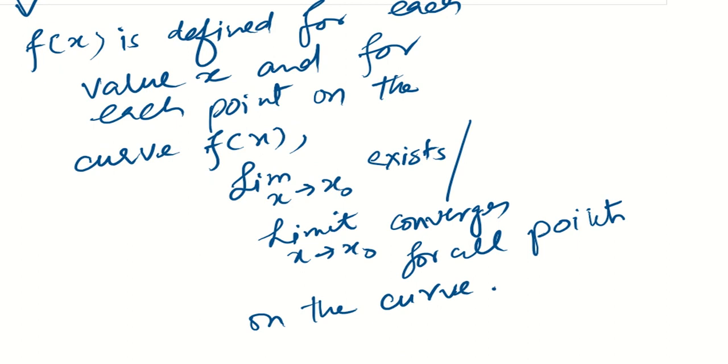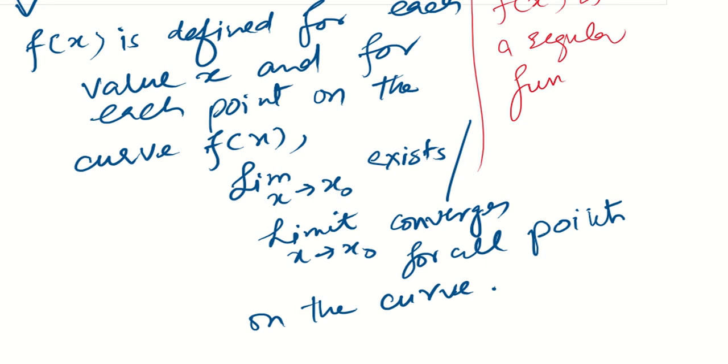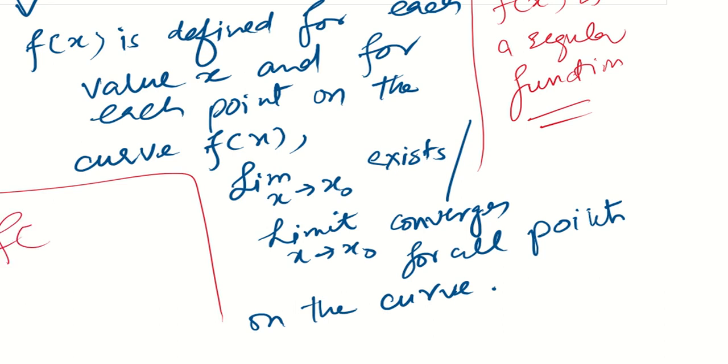So this is the definition of a limit. We say that the function is regular sometimes. We say these things in a number of terms. So we say that f of x is a regular function, or we say that f of x exists.